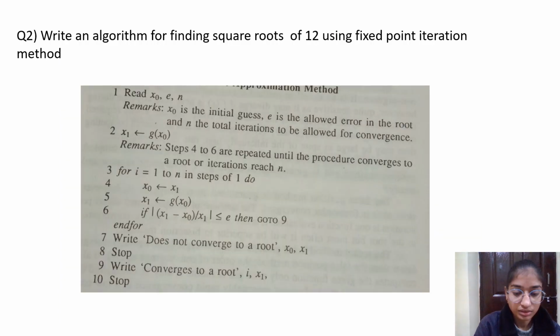Now moving to the next question, question second, which says write an algorithm for finding square root of 12 using fixed point iteration method. In this algorithm, in first step we read x0, e and n, where x0 is the initial value, e is the precision value, and n is the total number of iterations allowed for convergence. In second step, we initialize g of x0 in x1. In third step, we initialize a for loop which starts from 1 up to n, the number of iterations, incremented by 1.